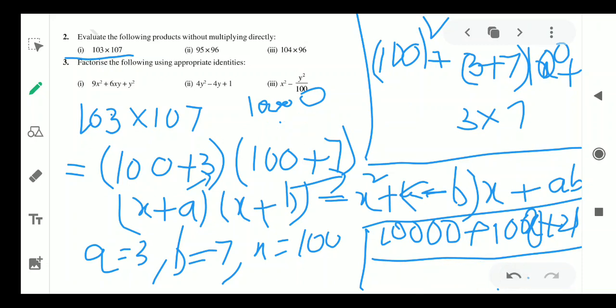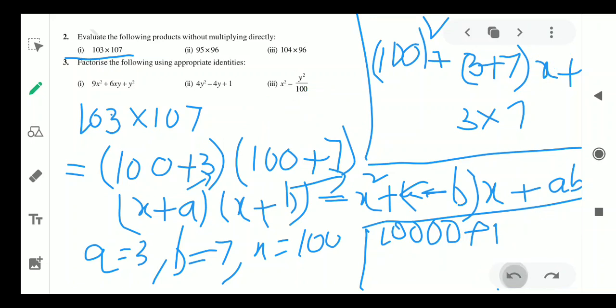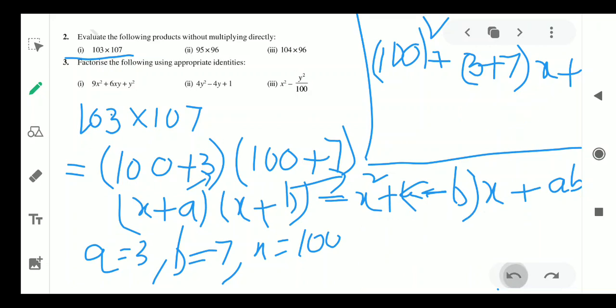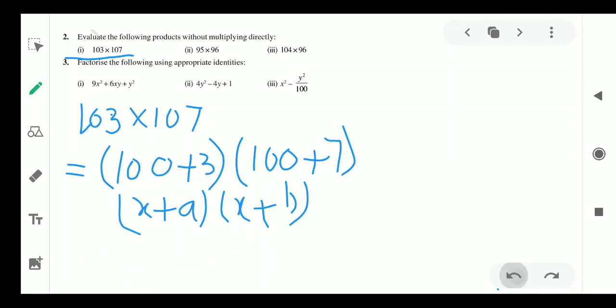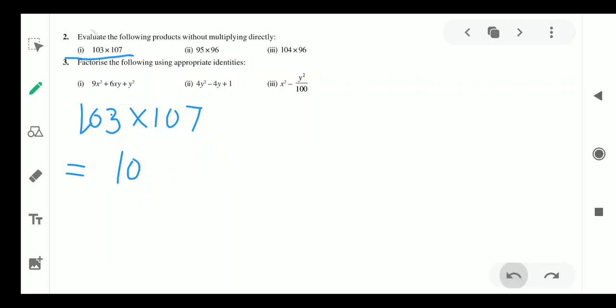Now let us see the second one. For the second and third ones, I will just explain how to solve; you will solve them in the worksheet. What is the second one? 95 into 96. How will you write this? 90 plus 5, 90 plus 6.